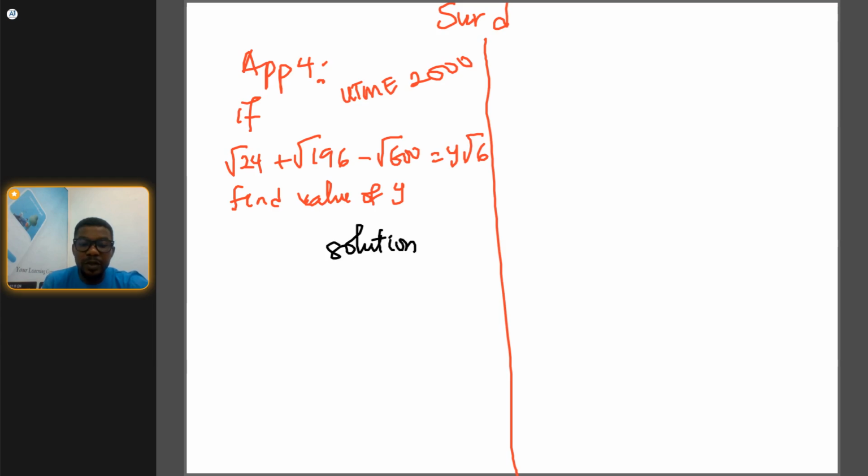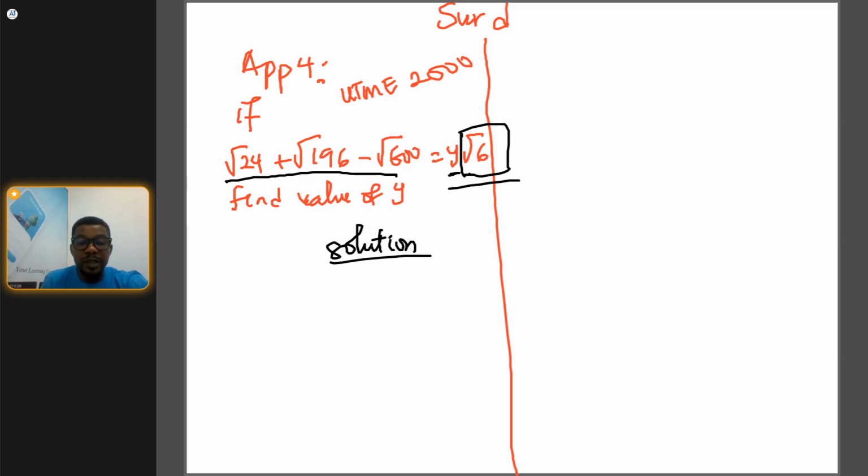So in this question, we have to find a missing value, and that value is y. We're asked to find the value of y. So what is the trick in this question? First, you have to check what is the least root that you have in all this expression. The least root you have is root 6. So that means if you are going to get the value of y, what you are going to have beside it as a root must be root 6.